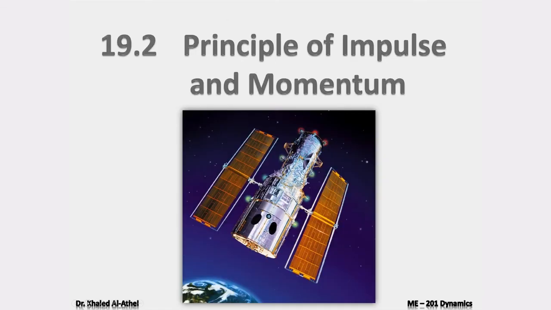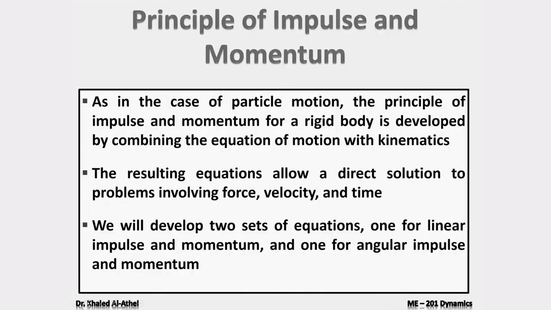Now, we want to apply these quantities that we have seen before to the principle of impulse and momentum. Basically, as in the case of particle motion, the principle of impulse and momentum for a rigid body is developed by combining the equations of motion. So it's the same as in the particle analysis. The resulting equations allow a direct solution to problems involving force, velocity, and time.